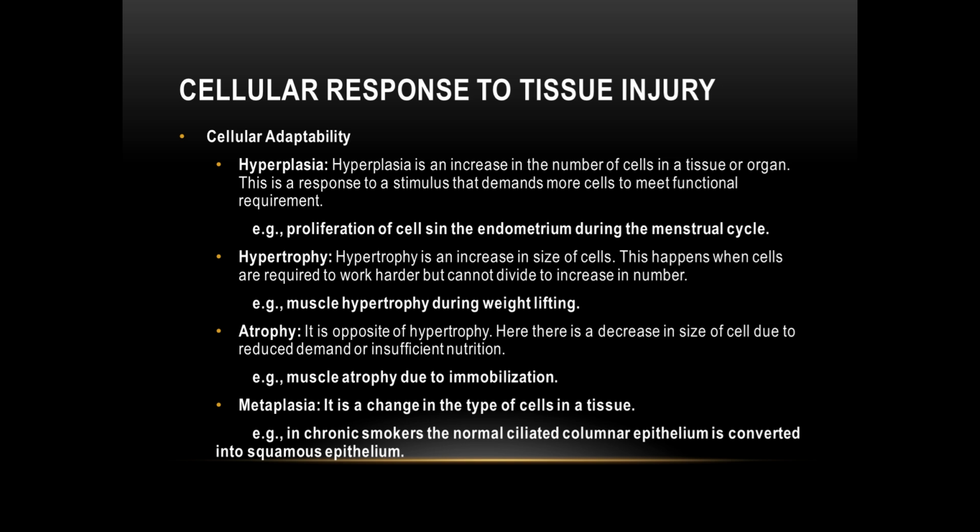4. Metaplasia. Finally, metaplasia is a change in the type of cells in a tissue. For example, in chronic smokers, the normal ciliated columnar epithelium in the respiratory tract may transform into squamous epithelium, which is more resistant to smoke irritation.